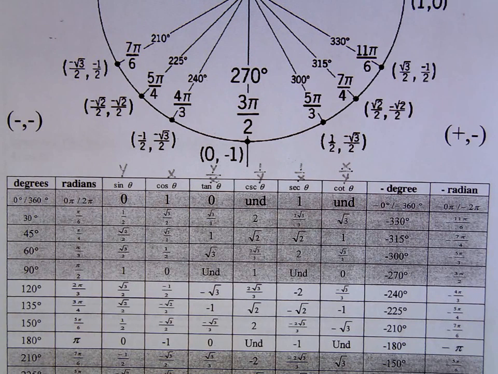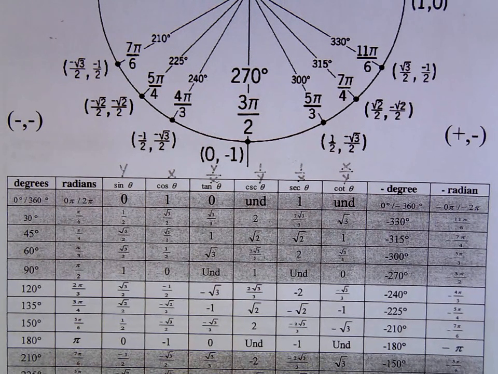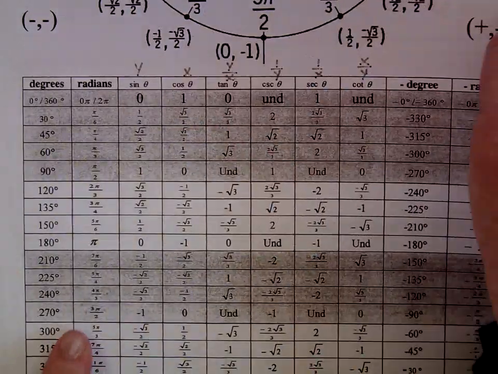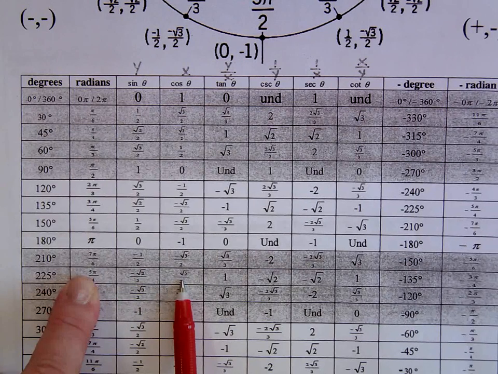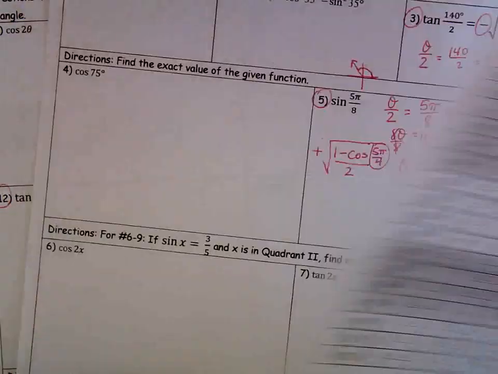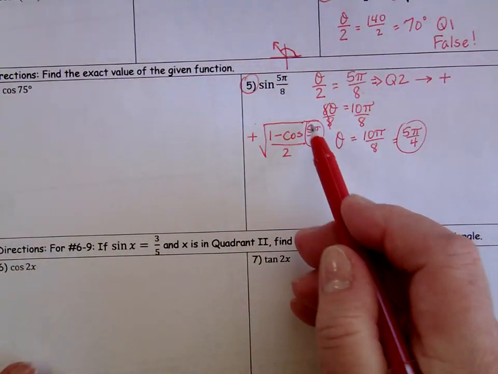And I want to know what the cosine is of that. Cosine is a negative square root of 2 over 2. And so that's what I'm going to fill in. So let me make this so you can see it. If I go to 5 pi over 4, go over to cosine, it's a negative square root of 2 over 2. And so that's what I've got here. So I've got negative square root of 2 over 2 is what's going in for this thing.